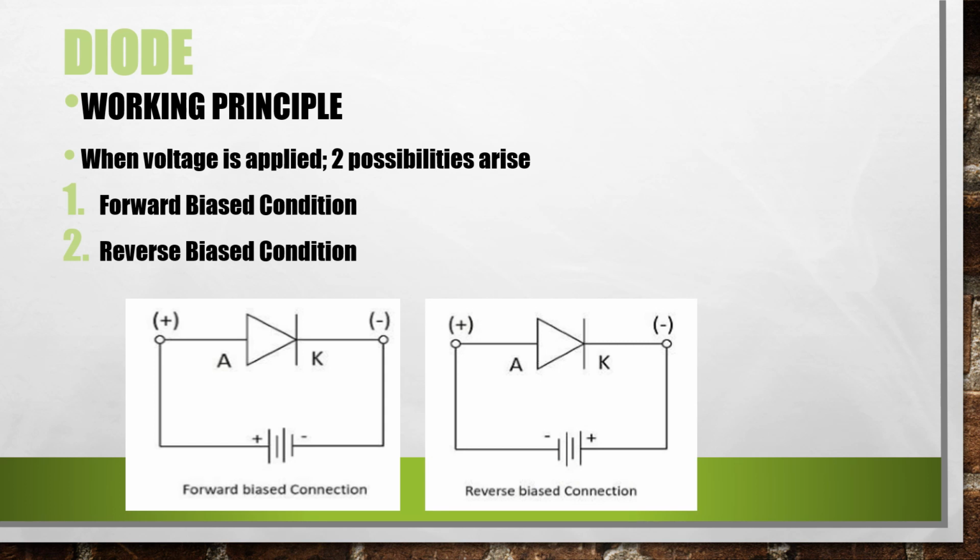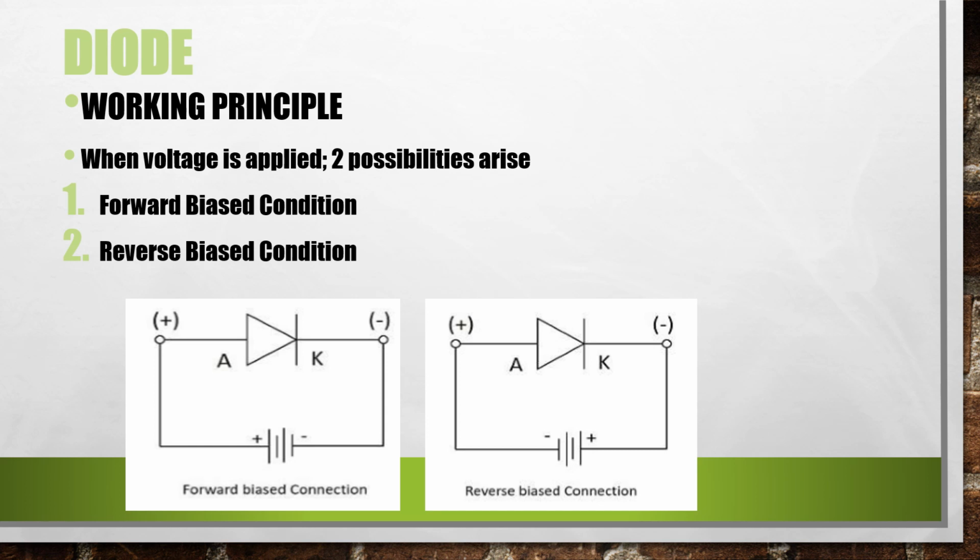Now look at this figure. This kind of connection is said to be reverse biased condition, where positive terminal of the diode is connected to the negative terminal of the battery or supply, and negative terminal of the diode is connected to the positive terminal of the battery or supply. This kind of connection helps in minimizing and preventing the conduction. It means a diode cannot conduct in reverse biased condition.